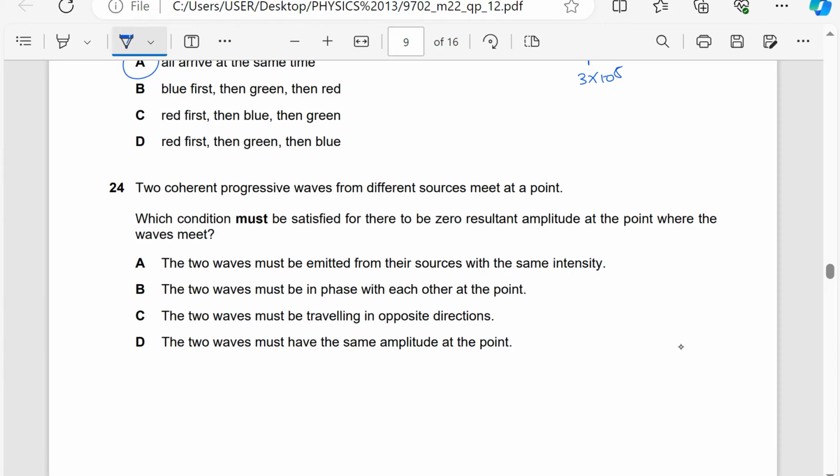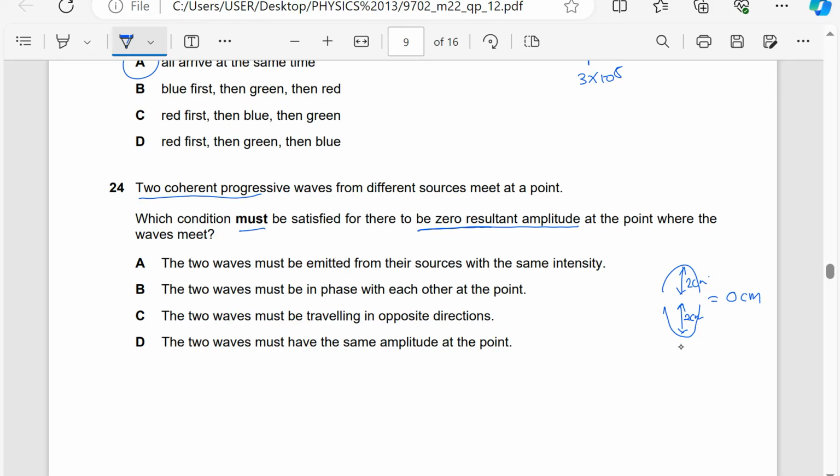Two coherent progressive waves from different sources meet at a point. Which condition must be satisfied for there to be zero resultant amplitude? Of course, if the amplitude is to be zero and we have two coherent waves, then their amplitudes should also be the same. So that if a crest of 2 centimeters meets with a trough of 2 centimeters, they can cancel out to give a zero displacement. So they should have the same amplitude in that case.